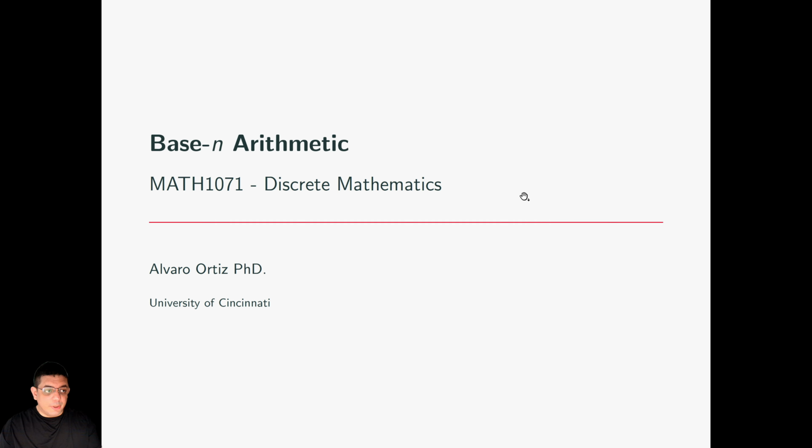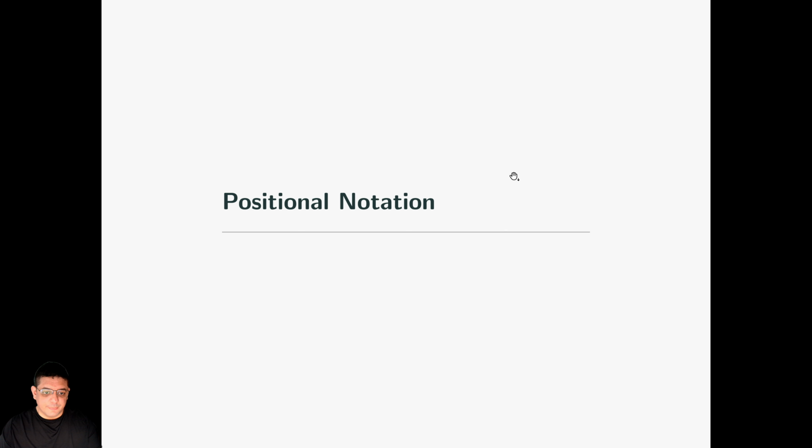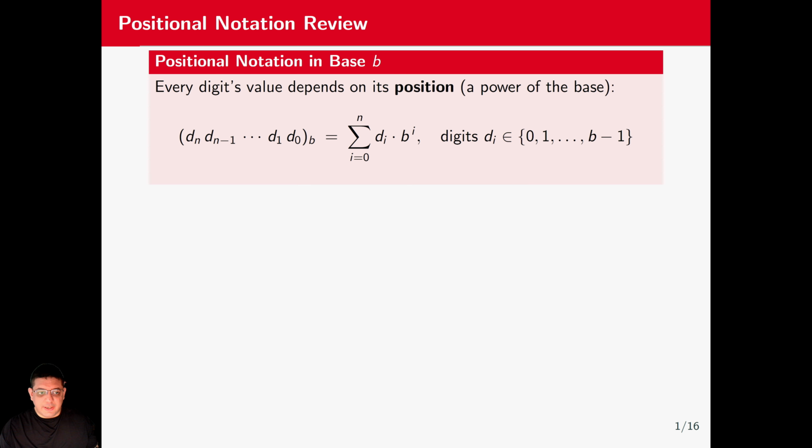Everyone, in this video we're going to go over base and arithmetics. So now let's talk first about positional notation. That is a very important concept when we're talking about representing a number. When we take a number, every digit value depends on the position, which is going to be in terms of the powers of the base.